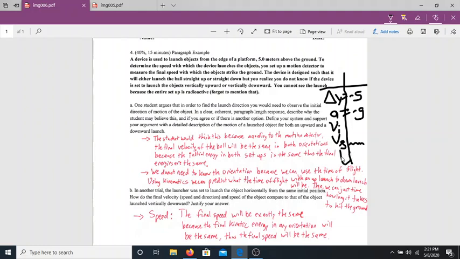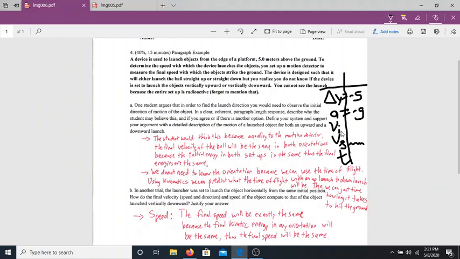And I might be able to use a stopwatch to figure out that last piece, the time. And if I know all those things, I can actually calculate the initial velocity of the launcher. Now, because of that, I can actually prove which way the launcher is going, because I can look at the sign of this starting velocity.